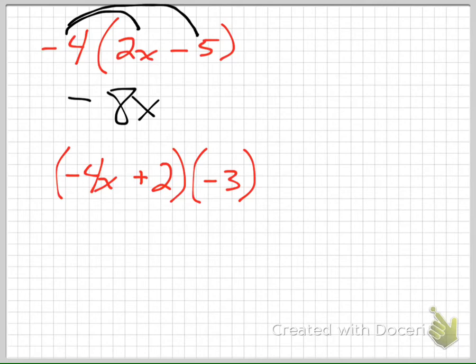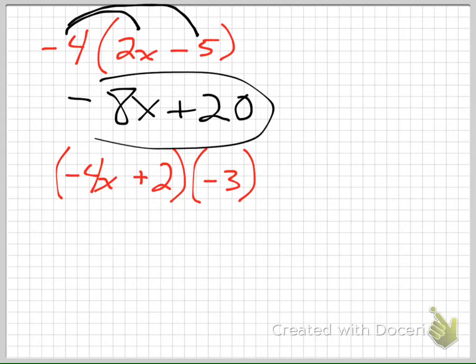Negative 4 times a negative 5. Do you see how it's negative 4 times negative 5? What is that? 20. Plus 20. How many of you got negative 8x plus 20? No? What'd you get? I added 4 and 2 instead of multiplied. So you just got to remember, we're distributing it. It's being multiplied. Got to remember.